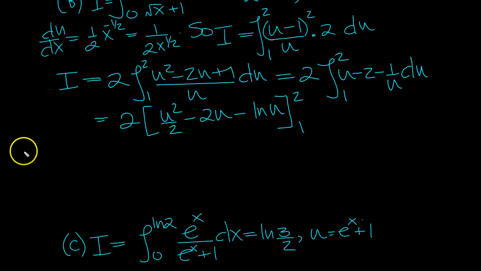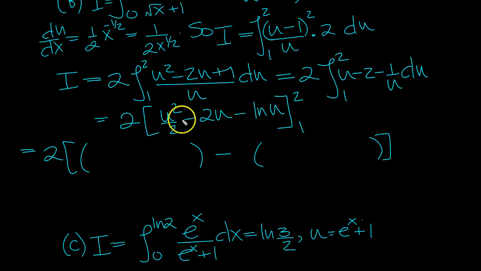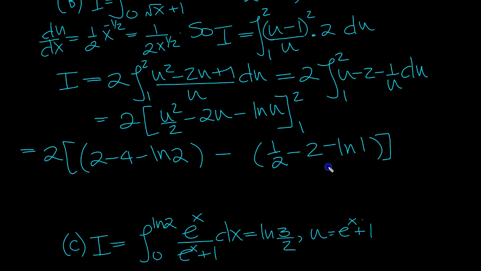So it should equal then, try and leave enough room, top value, take bottom value, put 2 in, 2 squared is 4, 4 over 2 is 2, minus 2 2's are 4, minus ln 2, underneath put 1 in, 1 squared is 1, so that's a half, minus 2 1's are 2, minus log 1, which is 0.